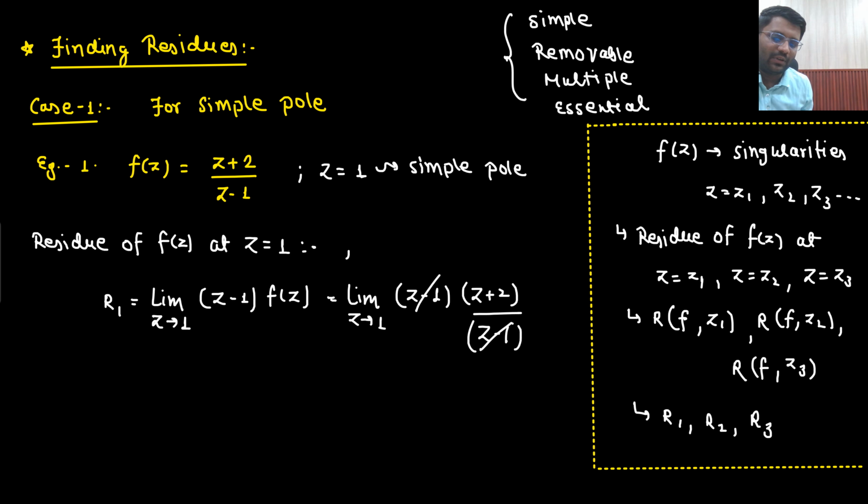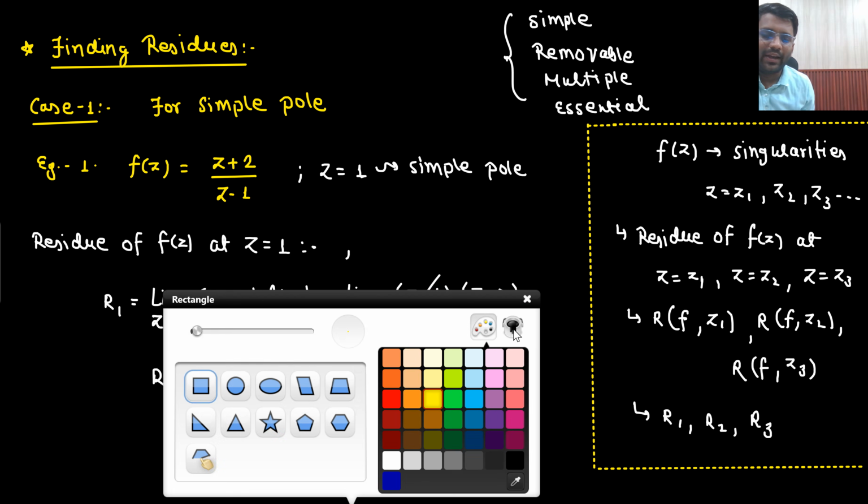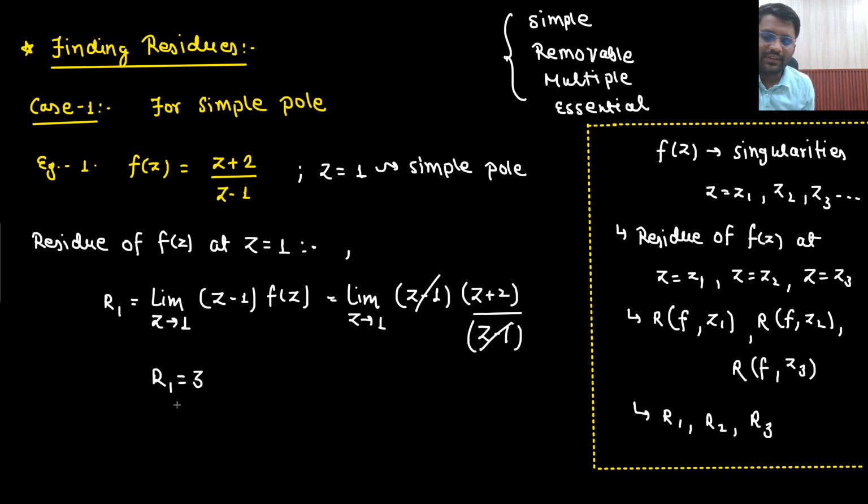Put z equals 1 here. What is the answer you are getting? If I put z equals 1 here, because this and this are getting cancelled out, what is the answer? I am getting 3. So this is the residue at z equals 1. Residue at z equals 1 is 3.